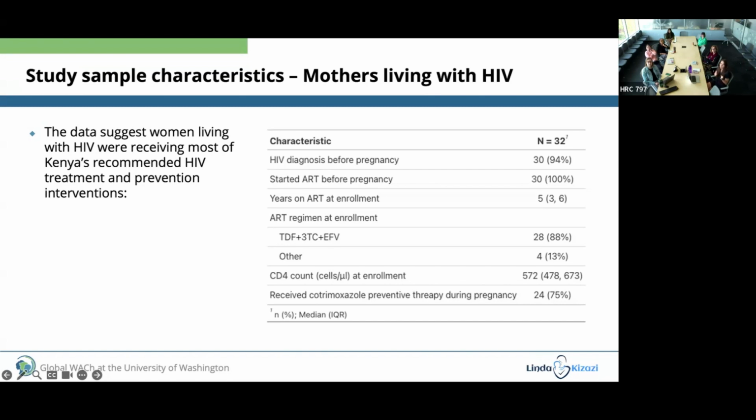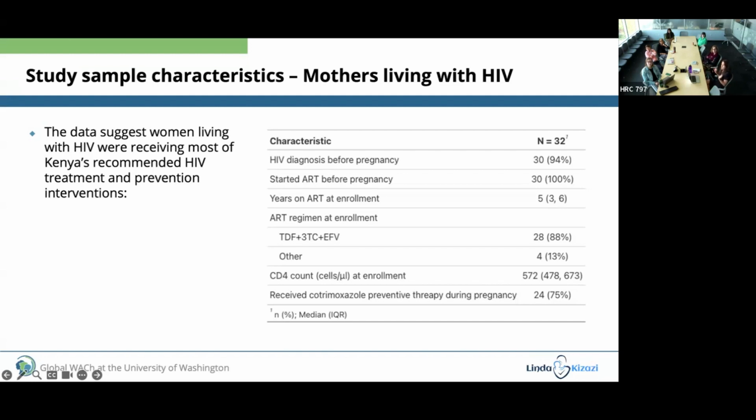Almost all moms were diagnosed with HIV before pregnancy. There were only 2 that weren't. Of those 30 that were, everyone had started ART before pregnancy, with a median of 5 years on ART. So this is also longer term ART, which is a little bit different than some of the published literature. Some of the older cohorts have a lot more heterogeneity in ART experience.